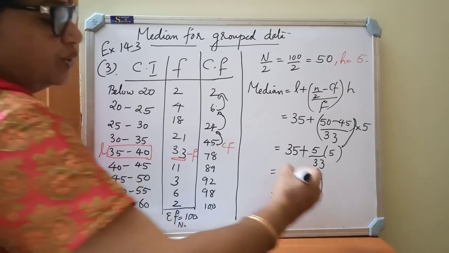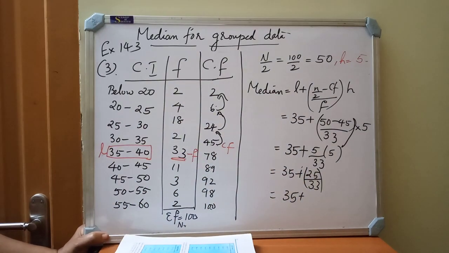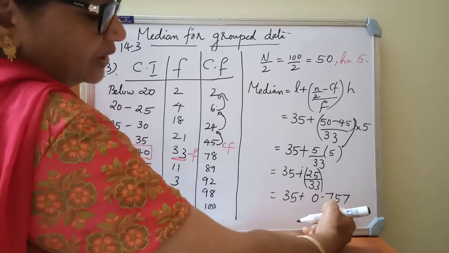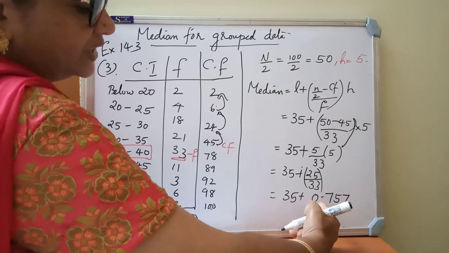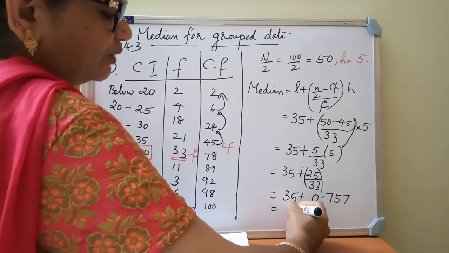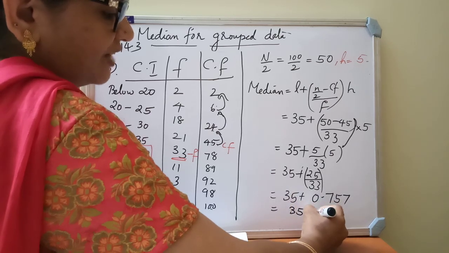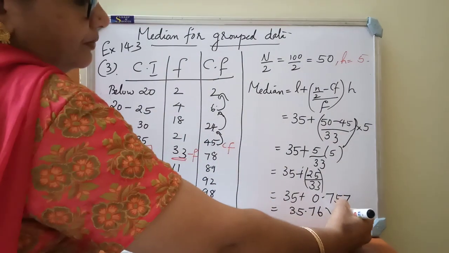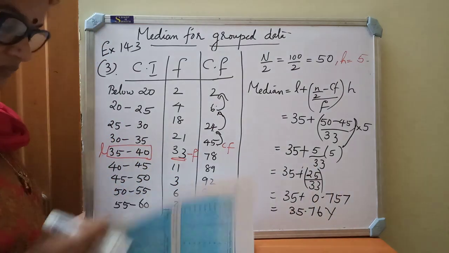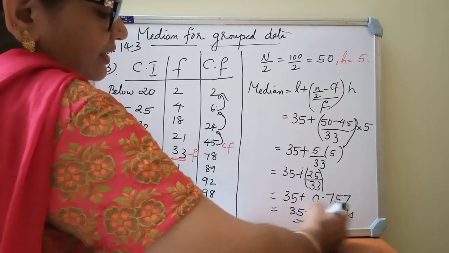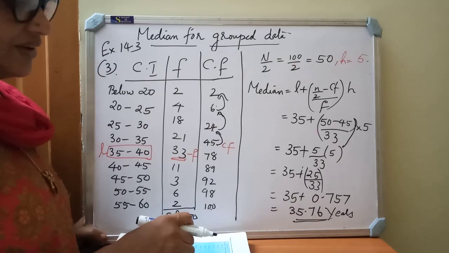So 35 plus 25 divided by 33, you will get 0.757. If I am rounding off to 2 decimal places, I can write 0.76, isn't it? So 35 plus 0.76, what you will get? 35.76. This will be in years, because they have given the age group only for policy holders. Okay. So this many years you must write: 35.76 years.